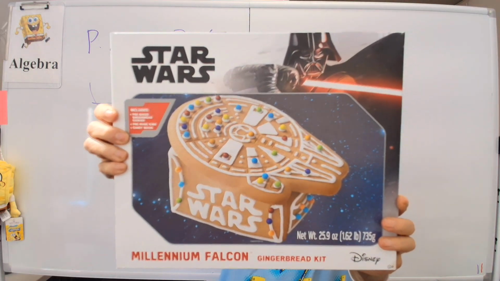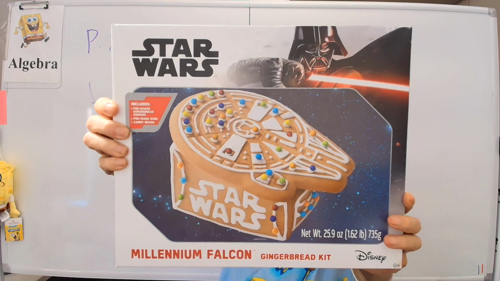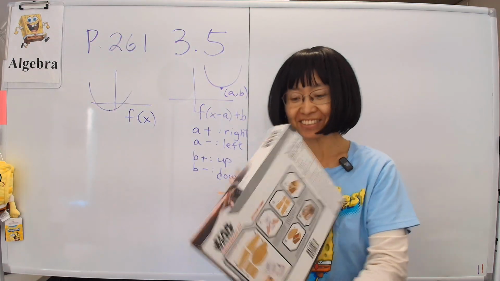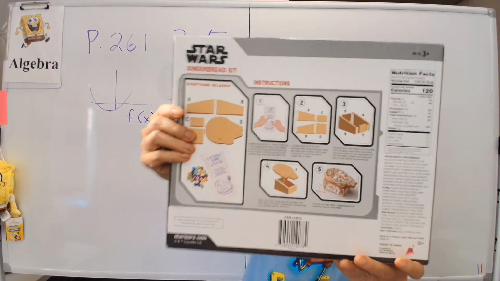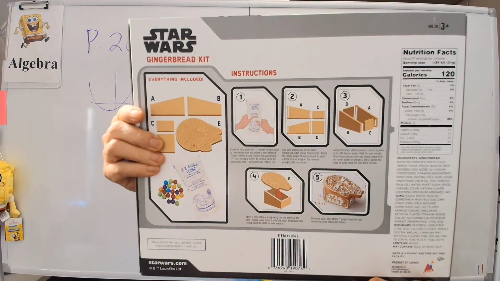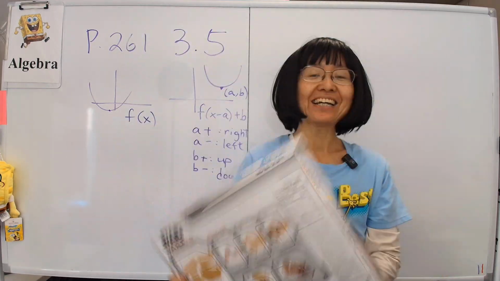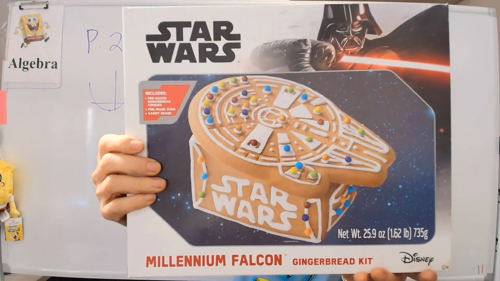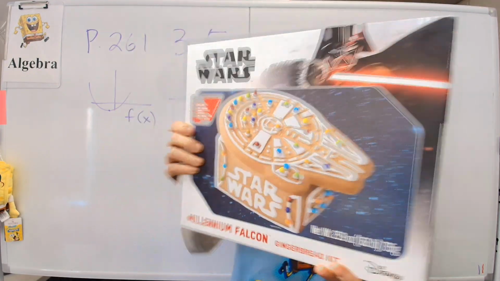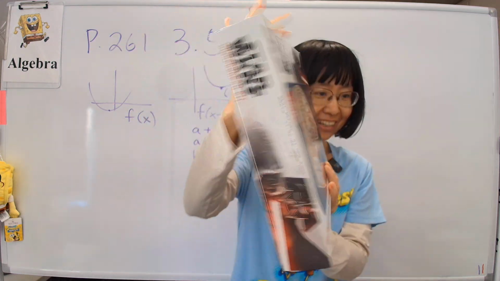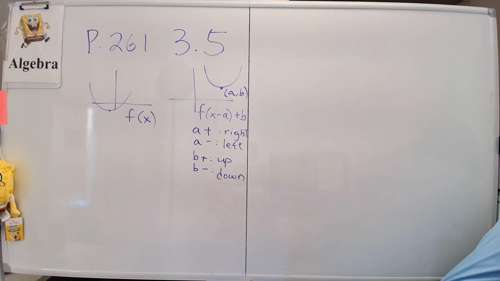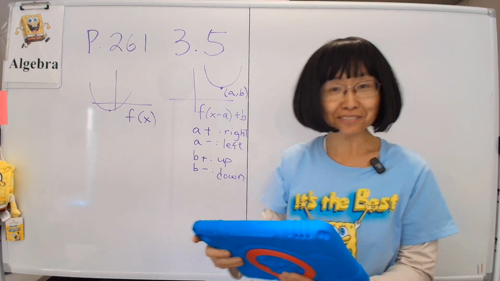Check this! Millennium Falcon gingerbread kit. Yay! Look at how awesome that looks. I got it at the grocery store. Okay, I also want to show you the back side. See? Yeah. All right. So anyway, that's what I found. It's like digging out, looking and finding treasure. Look at how cool this thing is, right? And the other side too. But anyway, that's all I want to show you. So let's get back to the hard work.